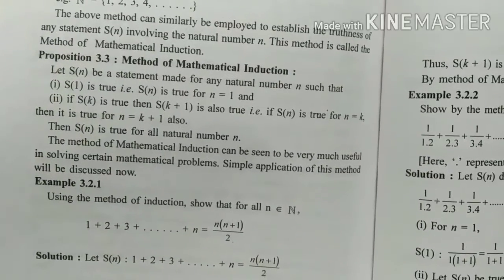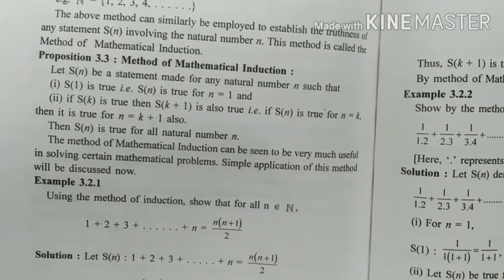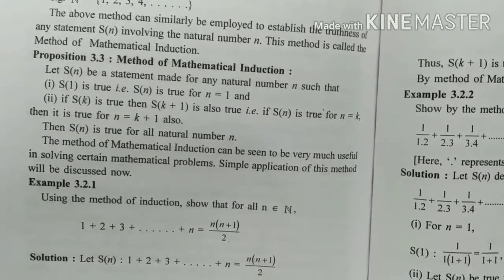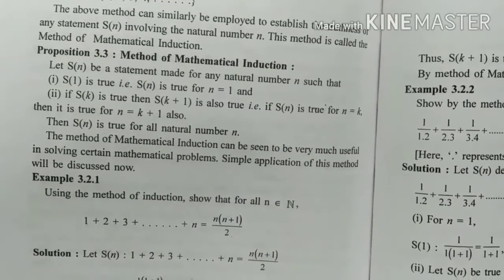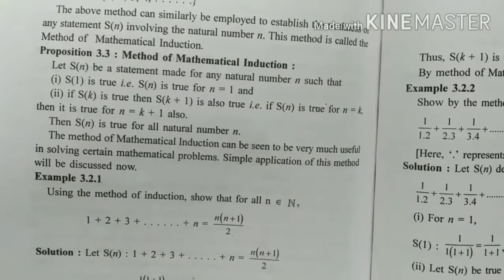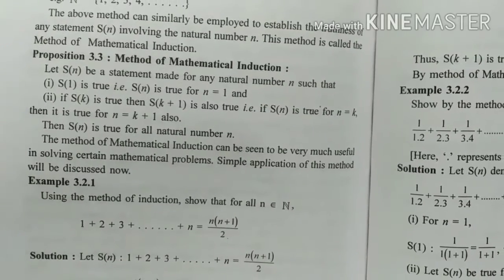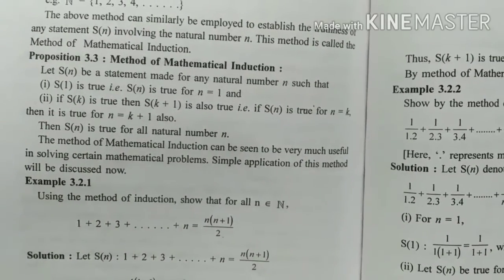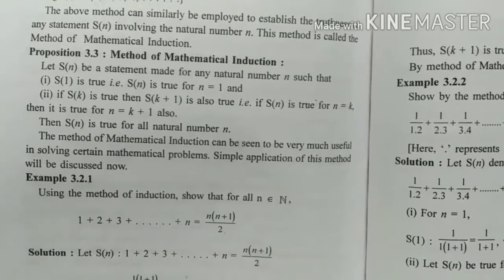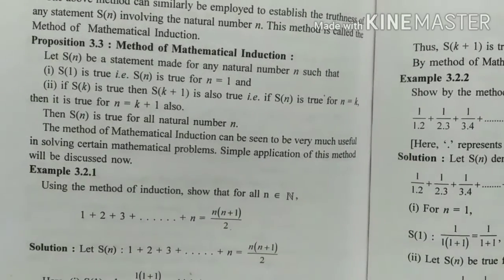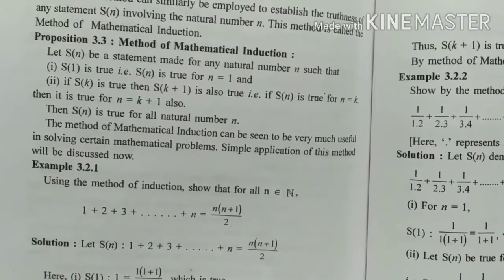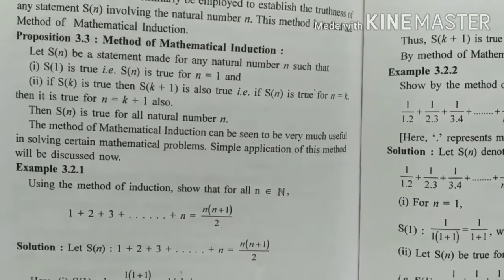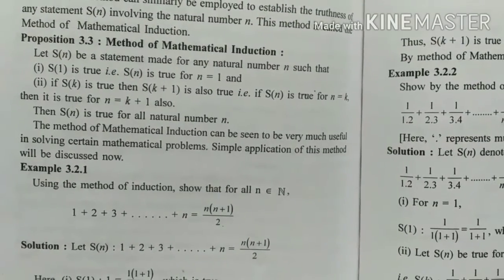So in here, let Sn be a statement made for any natural number n such that S1 is true, that is Sn is true for n is equal to 1, and if Sk is true, then Sk plus 1 is also true. That is, if Sn is true for n is equal to k, then it is true for n is equal to k plus 1 also. Then Sn is true for all natural numbers n.